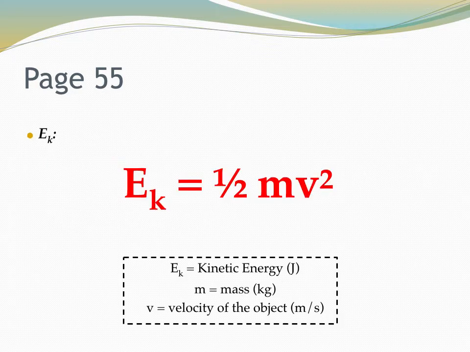Here's one more equation for us to put in our little tool belt. Now, EK equals half of mv squared. So we've seen mass before, we've seen velocity before, and now we have EK right here. Copy this down in your book, please, on page 55.